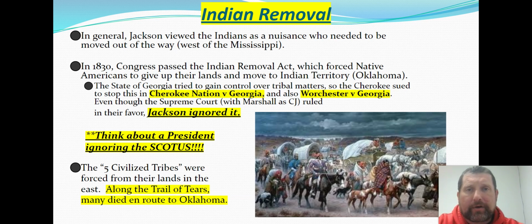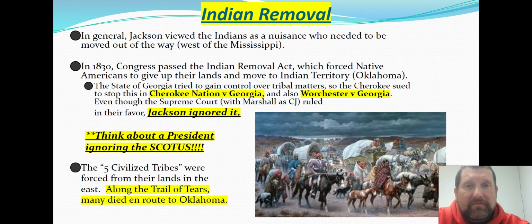We'll take a look at a cartoon here in a couple of days, where he says something to the effect of, hey, Chief Justice Marshall has made his ruling. Now let him try to enforce it. Well, as we know, when we talked about the principles and foundations of American government, the Supreme Court is designed to be the final arbiter of what is or is not constitutional. And the Constitution is supposed to be the final law of the land.